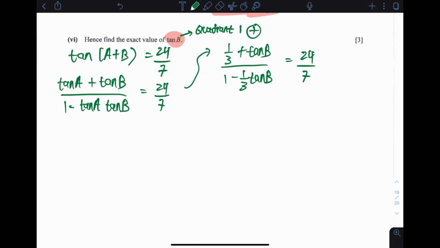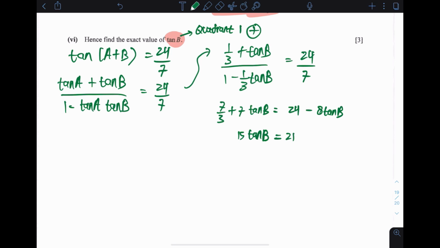I think this is actually quite a long thing. 7/3 plus 7 tangent B equals 24 minus 8 tangent B. Move the tangent B terms together, and you get 15 tangent B equals 24 minus 7/3, which is 65/3. Then you just divide for tangent B. Press your calculator for this. You'll get 13/9. That's the answer.